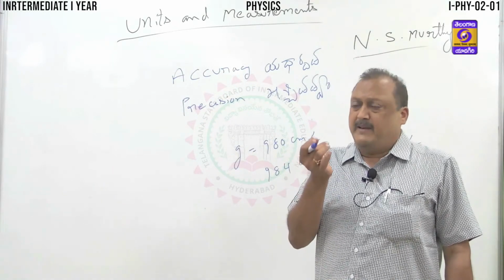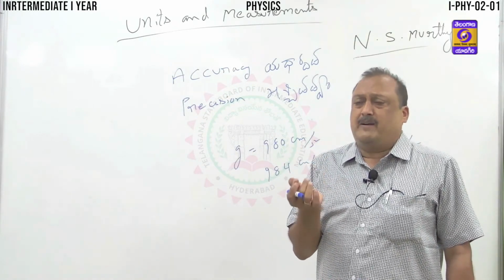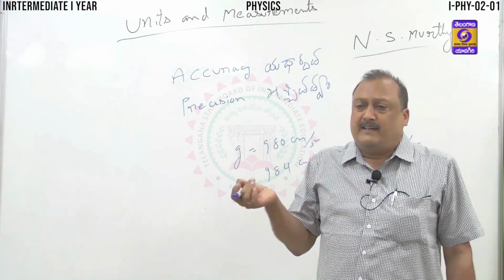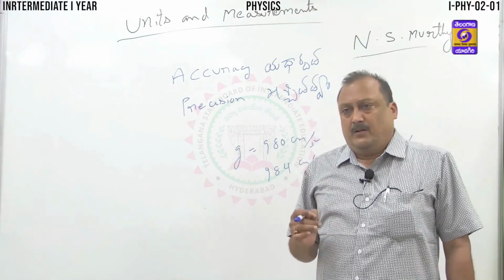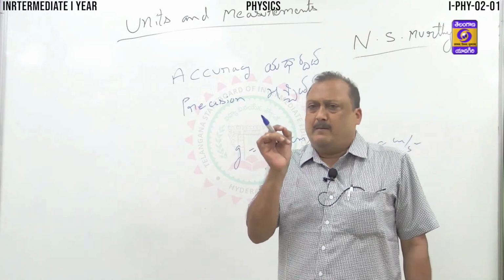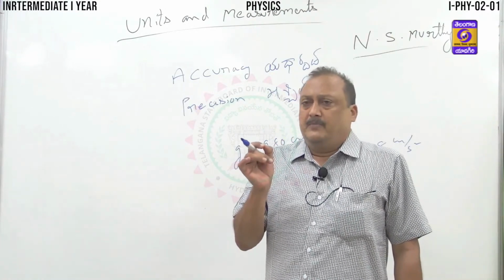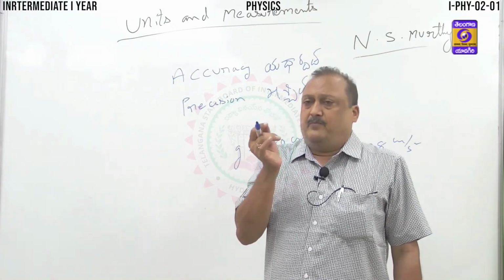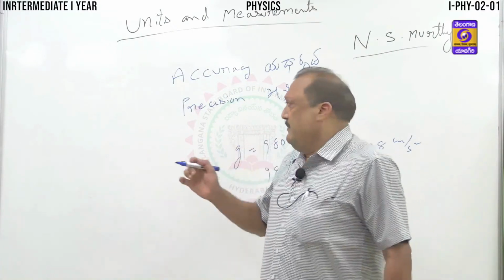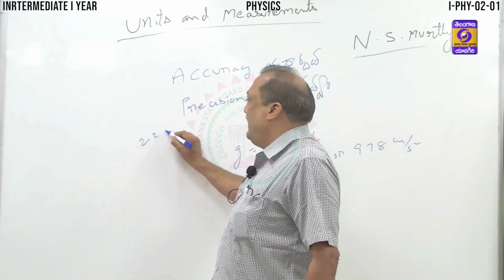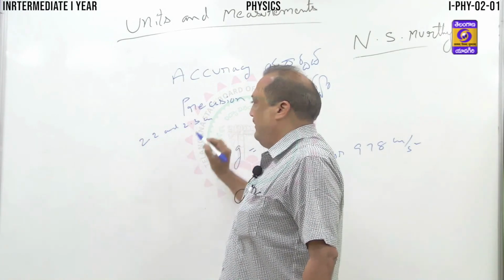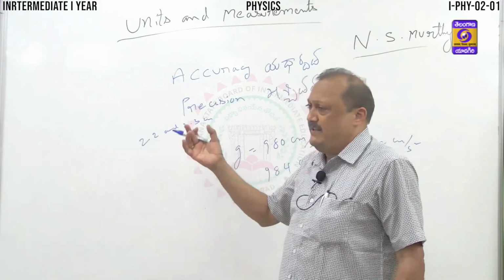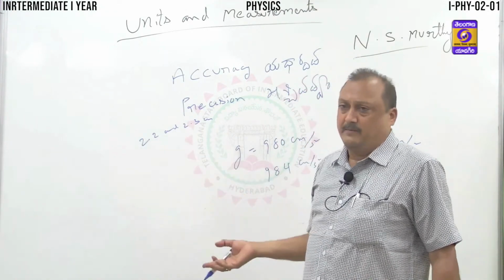The least measurable amount using an instrument is called the least count of that instrument. The least count of an ordinary scale is 1 millimeter. We can measure up to 1 millimeter accurately using an ordinary scale. If an object's length is between 2.2 and 2.3 centimeters, we cannot measure it. We can either take 2.2 or 2.3.